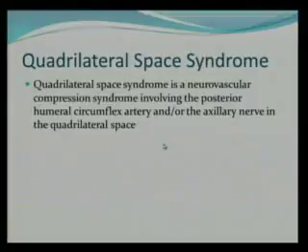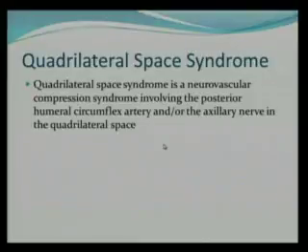Now we have completed thoracic outlet syndrome. Are there any questions? You know everything about thoracic outlet syndrome now? Huh? Somewhat? Okay. Coming next to the next entrapment is the quadrilateral space syndrome.